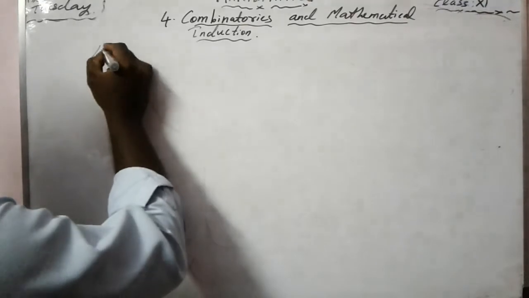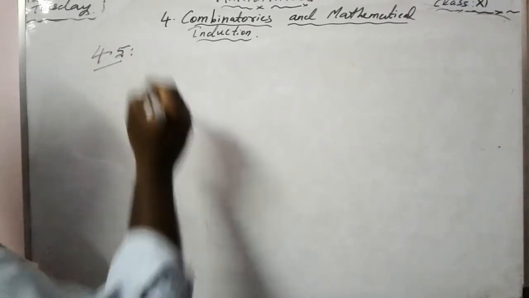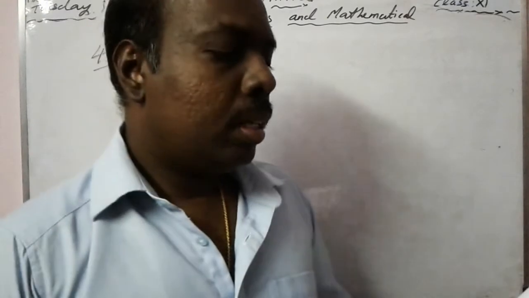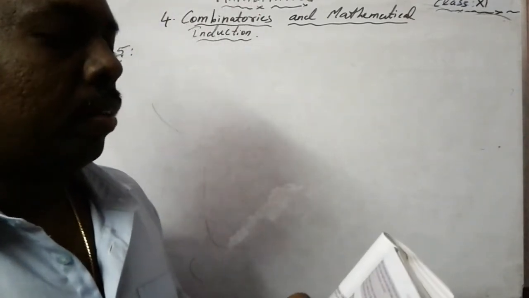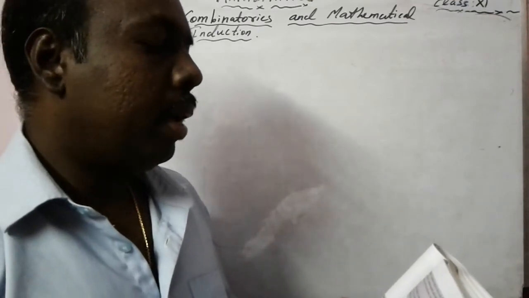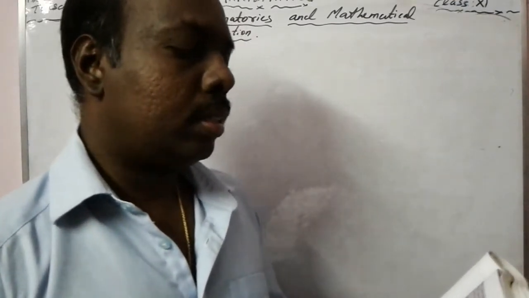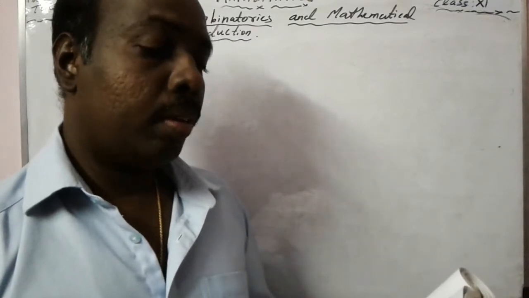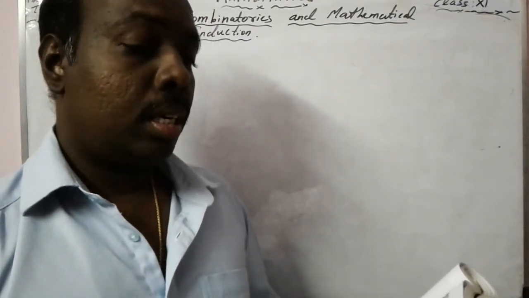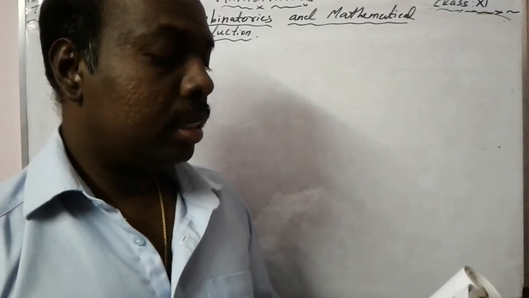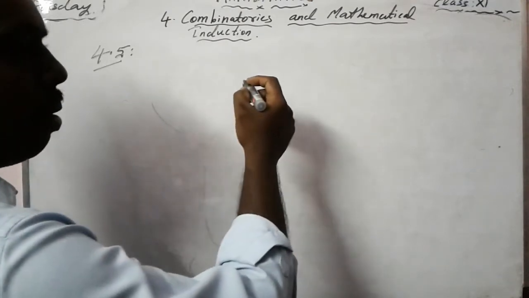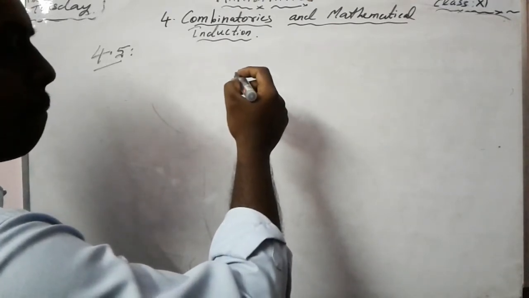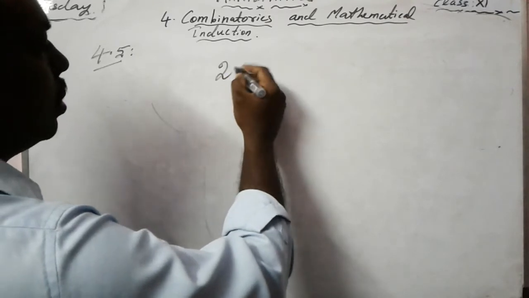Then example 4.5. A person wants to buy a car. There are two brands of car available in market and each brand has three models, variant models, and each model comes in five different colors as in the background. In how many ways she can choose a car to buy? So there are two brand cars.